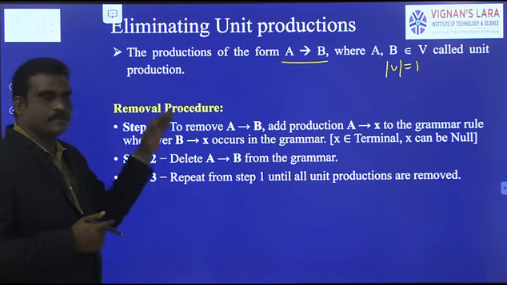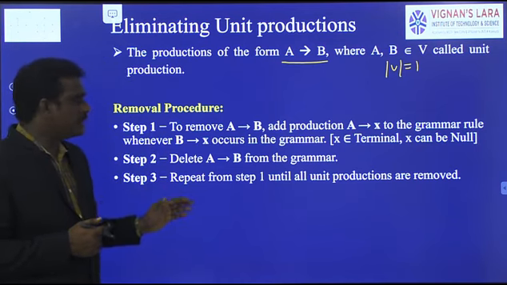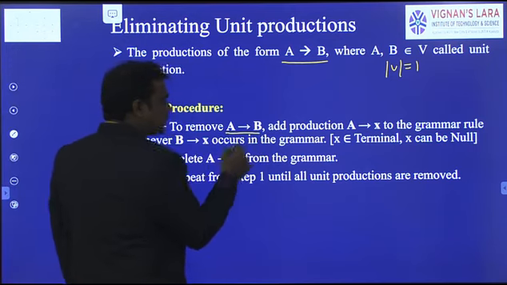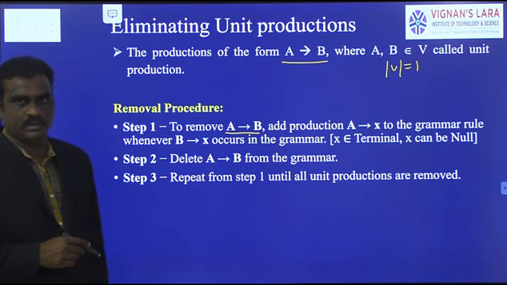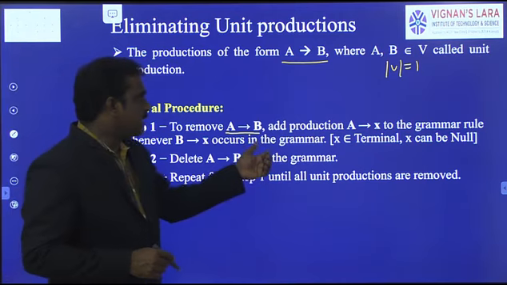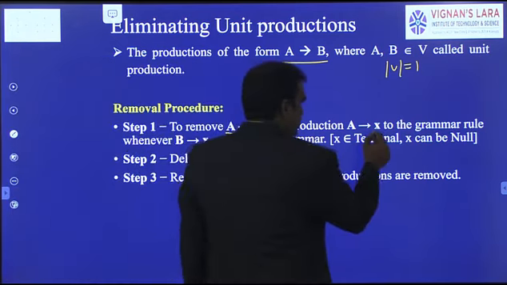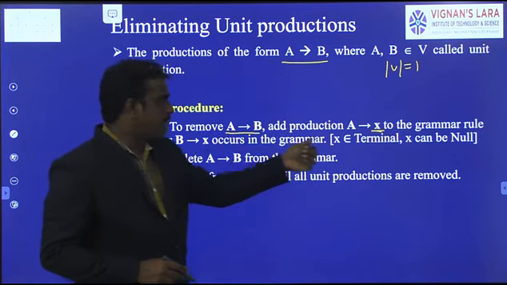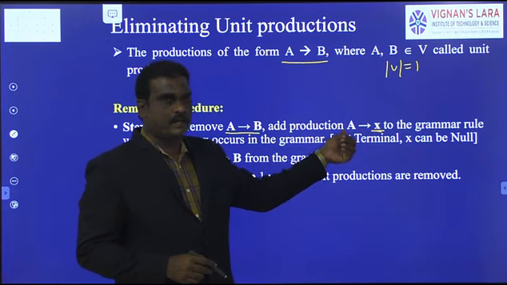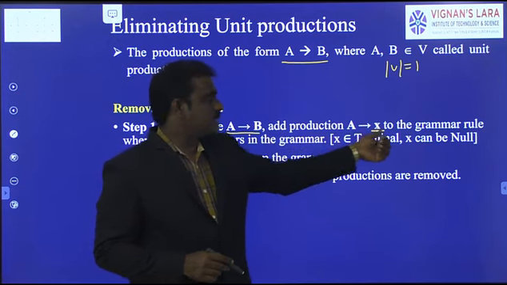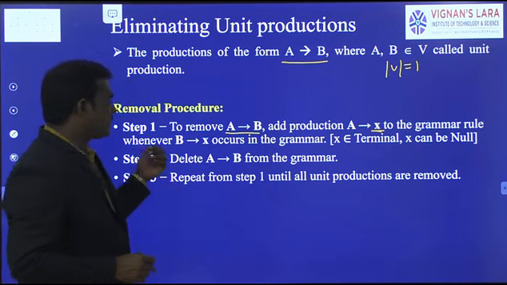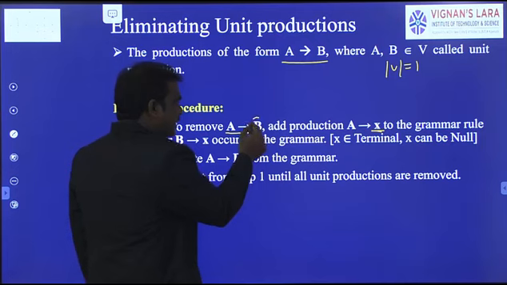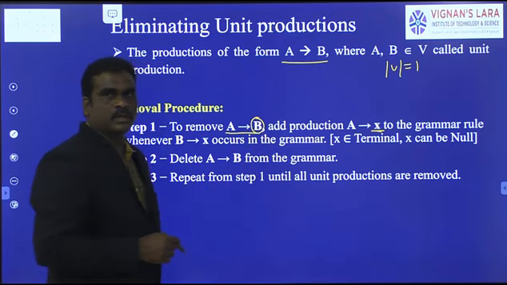So this is the procedure. Again, 3 steps are there. Step 1: remove A to B because A to B is a unit production, and add production A to X, because the left hand side is capital A. So add productions A to X to the grammar whenever B to X occurs in the grammar. What is B? B is a right hand side symbol.